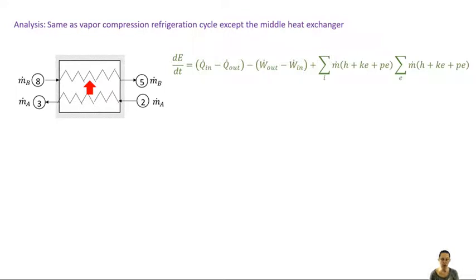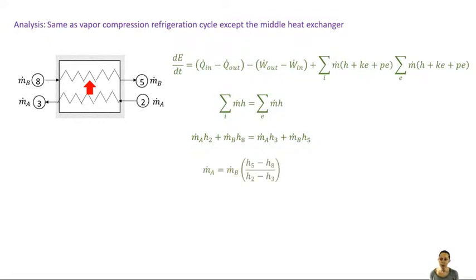So once you get rid of your Q dots and your W dots, you assume it's steady state, you get rid of those kinetic and potential energy changes, all you're left with is the m dots and the h's. And so coming in, I've got things coming in at 2 and 8 and things leaving at 5 and 3. And what I can do is manipulate this just to relate my mass flow rates and the enthalpies.